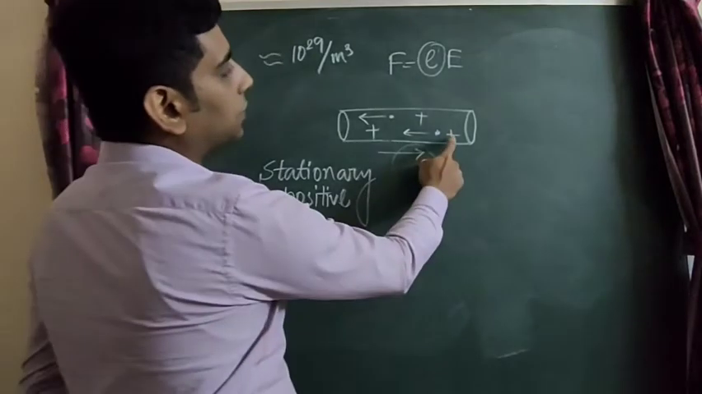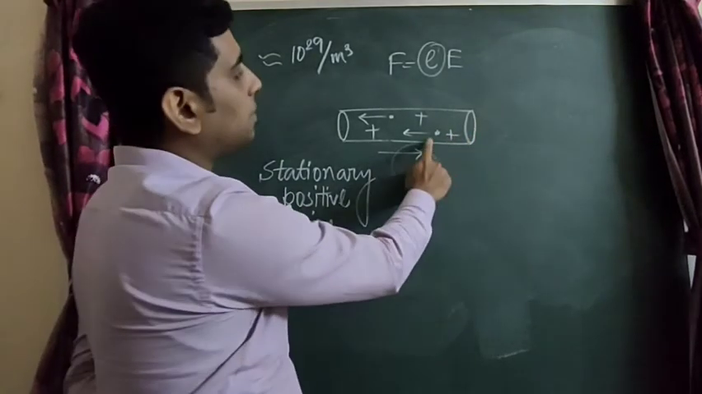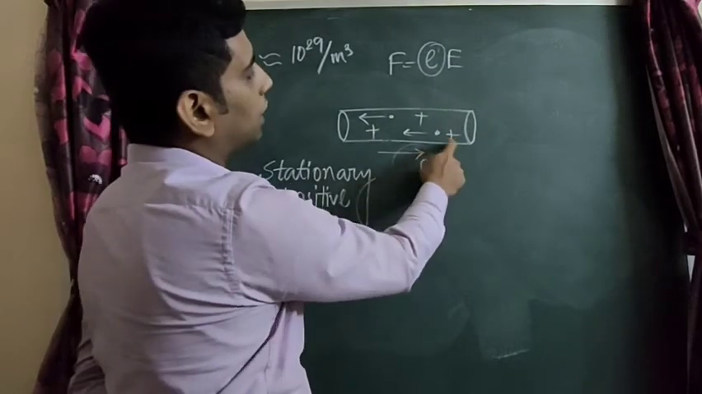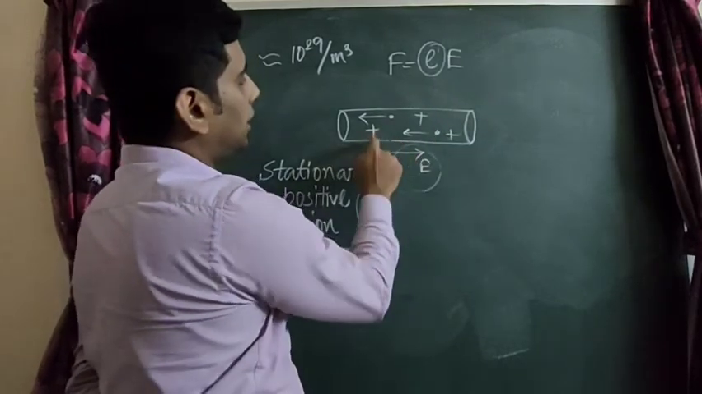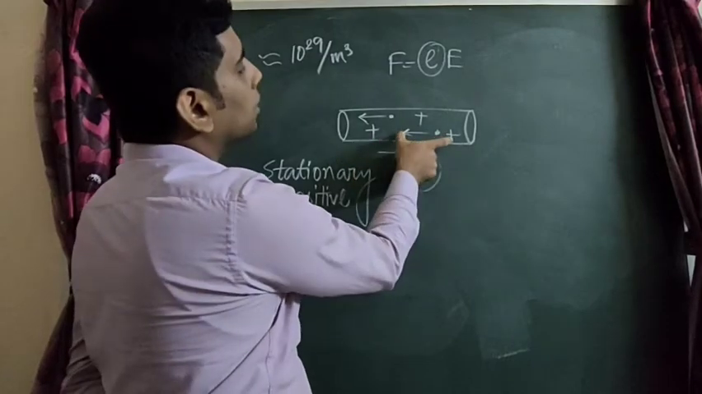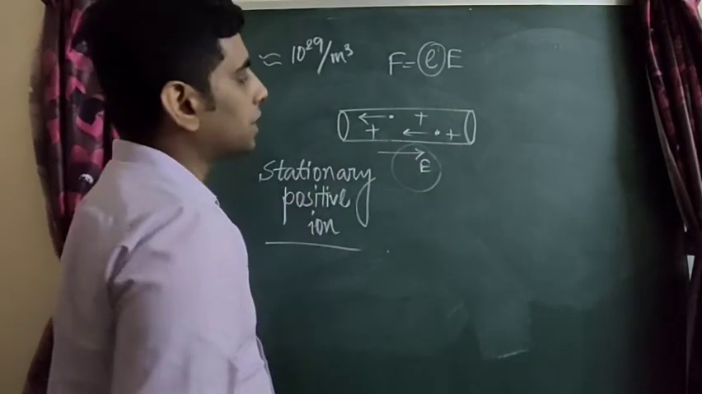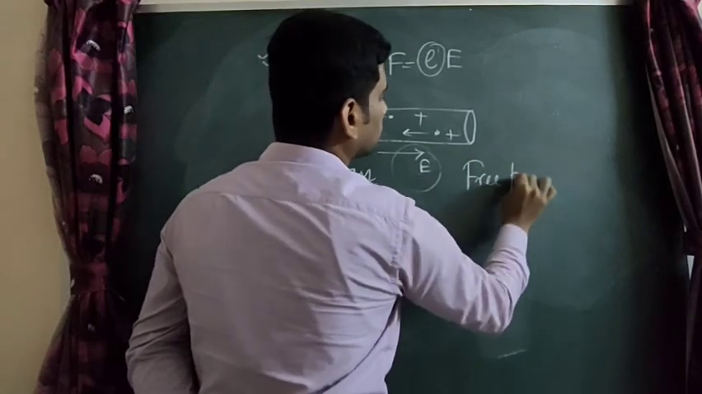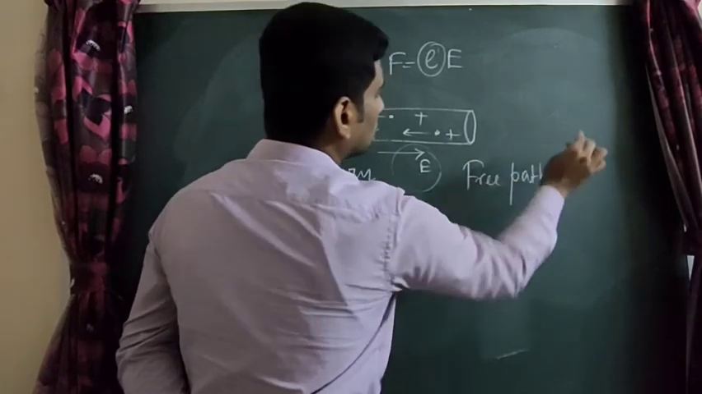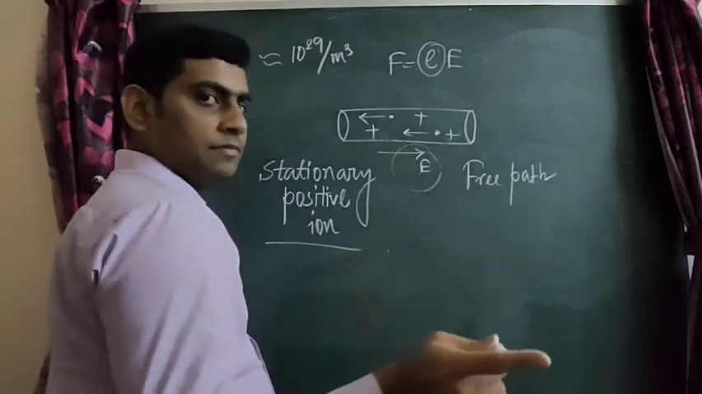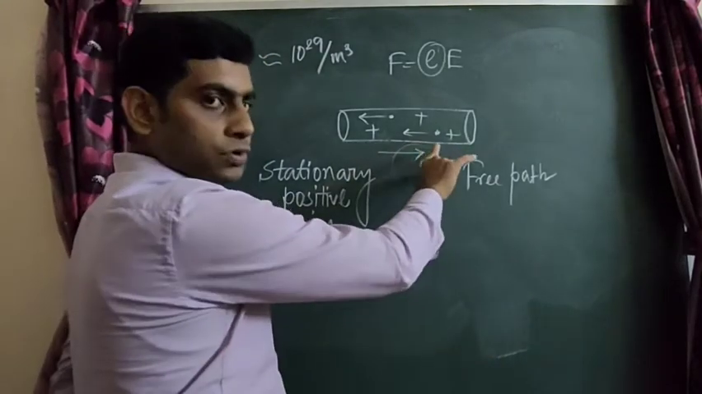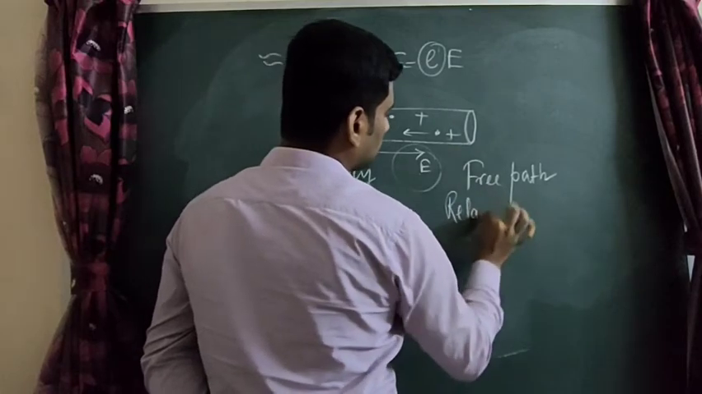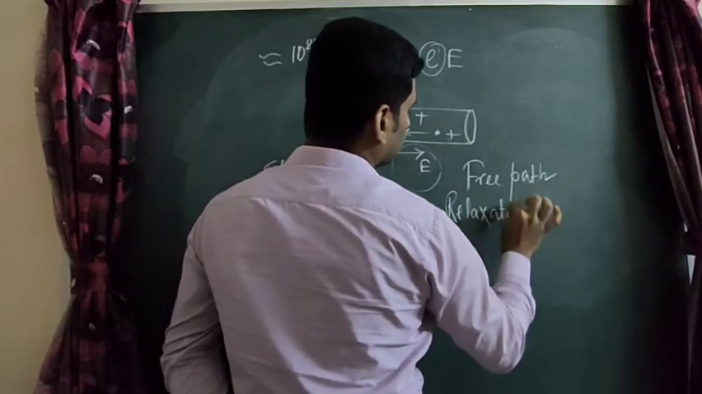Now the path which is travelled, or the distance which is travelled by an electron between two successive collisions. Suppose here it got collided once, and secondly here it is getting collided. So the path which is travelled between two successive collisions is called free path. And the time which is taken by an electron between two successive collisions is known as relaxation time.